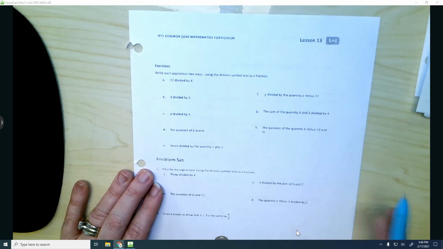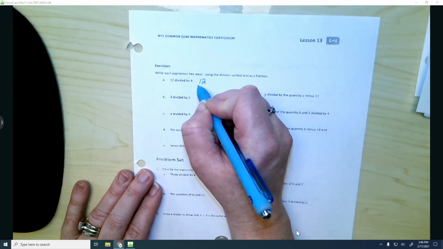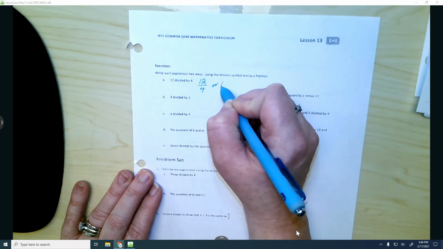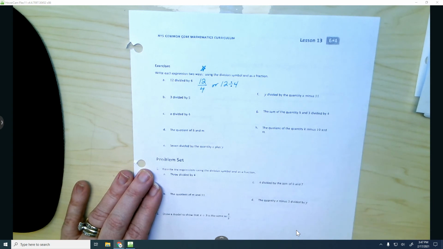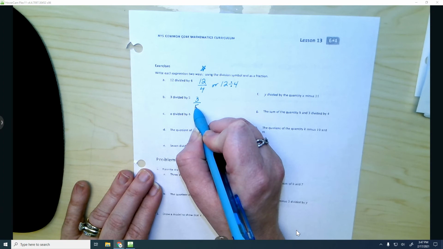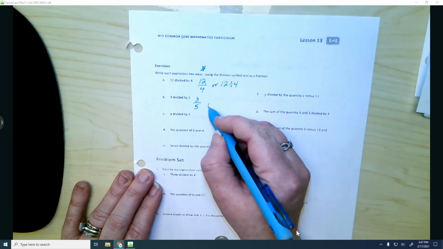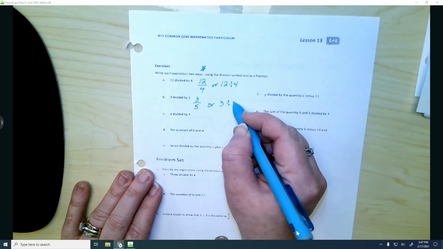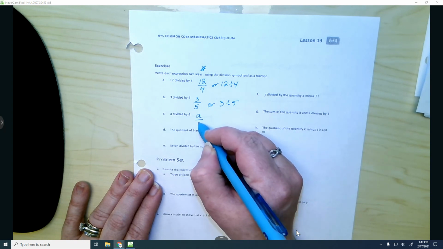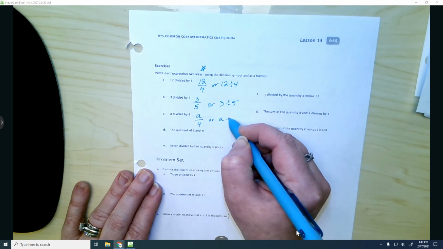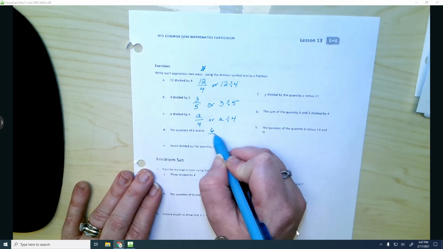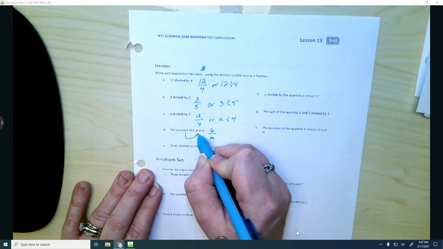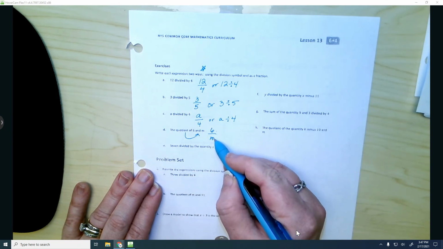Exercises on lesson 13. 12 divided by 4. You can write it this way or like this. Preferably in algebra, we like the fraction. 3 divided by 5. a divided by 4. The quotient of 6 and m. There that is again, and m. 6 and m.